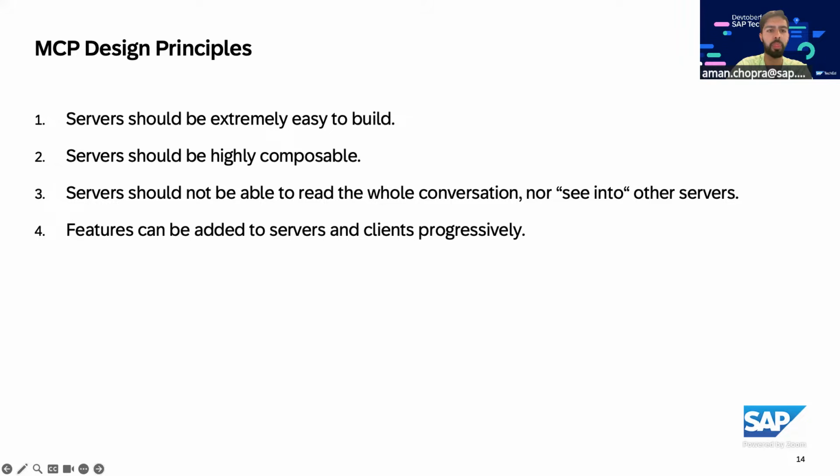Now, the third point is that servers should not be able to read the whole conversation nor see into other servers. So servers should just really be decoupled again. They shouldn't have any visibility into other servers. These are all standalone servers. And then finally, the final design principle is that the protocol is built to be extensible. So this means that developers can build additional features on top as needed.